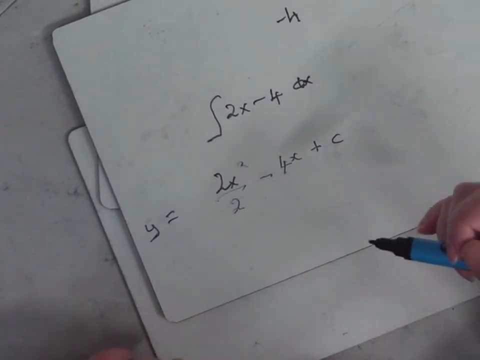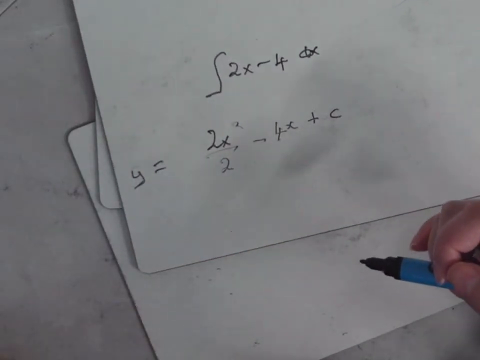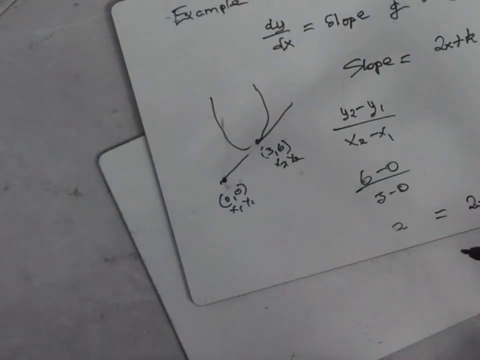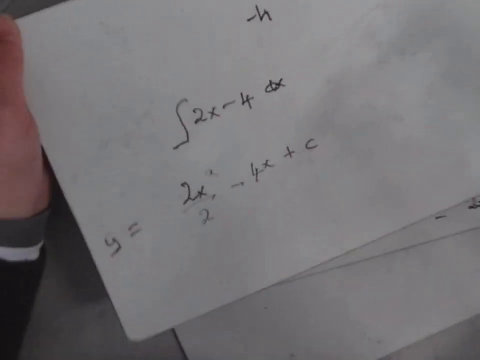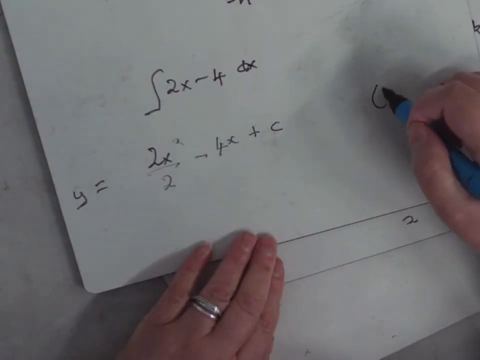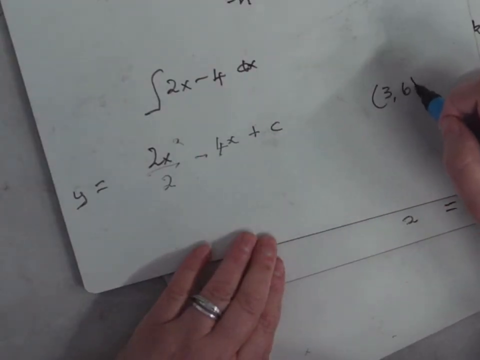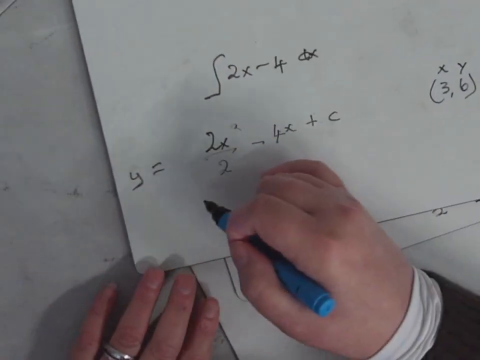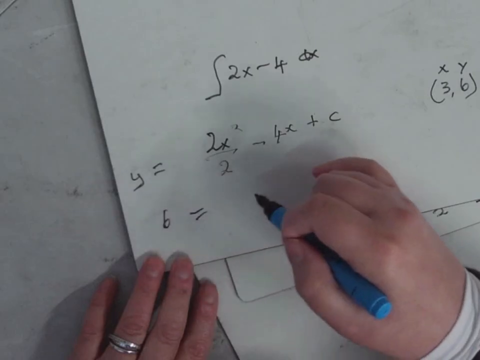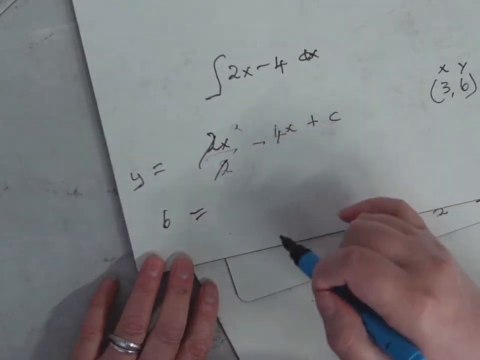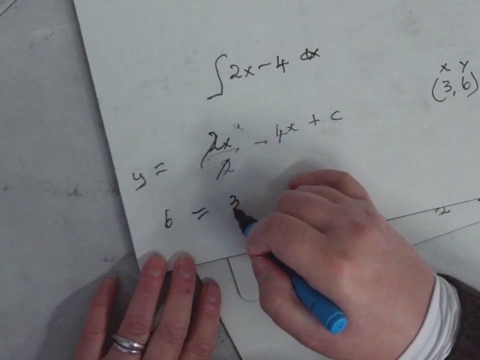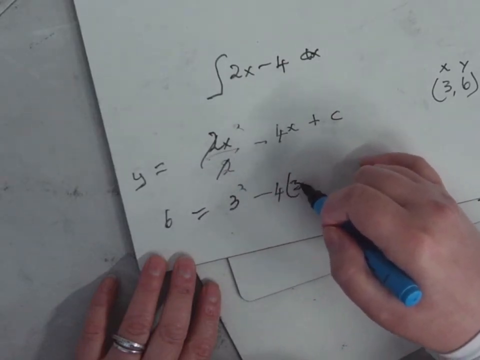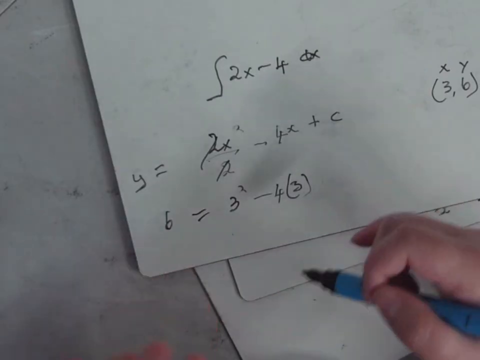How will I figure out what c is? What do I know? Go back to the diagram. What point is on the curve? (3, 6). So I know (3, 6) is on the curve. It's on the tangent and it's on the curve. So everywhere I see an x, put in a 3, and everywhere I see a y, I put in a 6. So you get 6 is equal to x squared, which is 3 squared, minus 4 times 3 plus c.